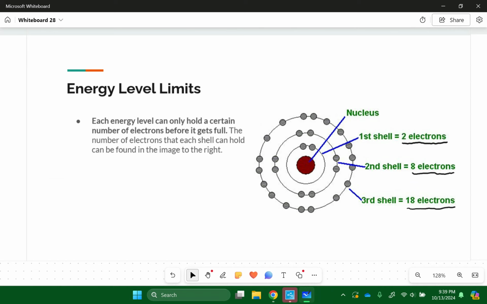So if the first shell can hold 2, and the second shell can hold 8, 2 plus 8, that's 10 electrons total. We're only going up to 18, which means the furthest you're going to go is 8 electrons in the third shell. Okay. And there's a reason for that, because once you get past that number, the rules start to get a little funny. So we're not going to dig into that yet. So the goal is to be able to do any Bohr model that goes up to 8 electrons in the third shell.